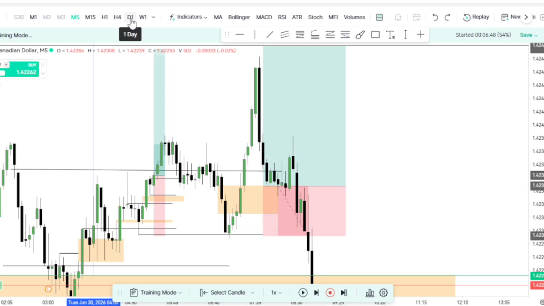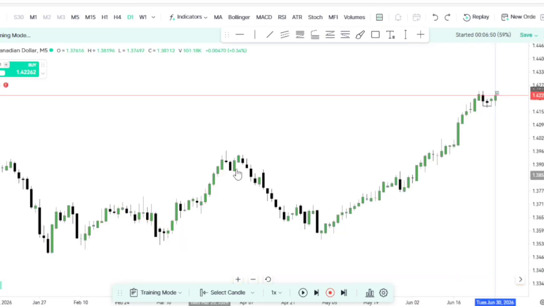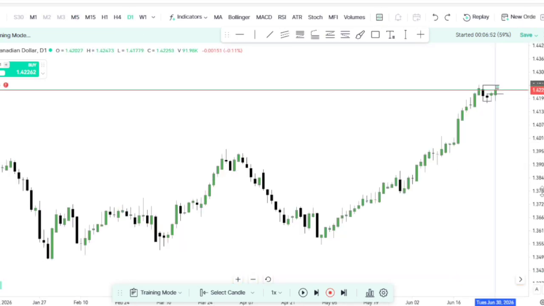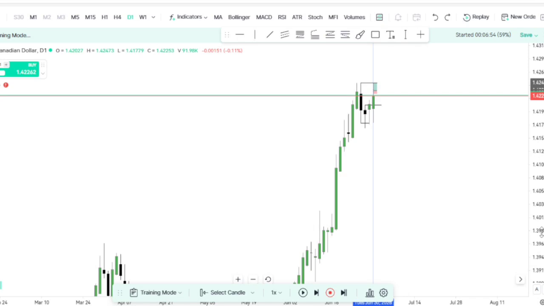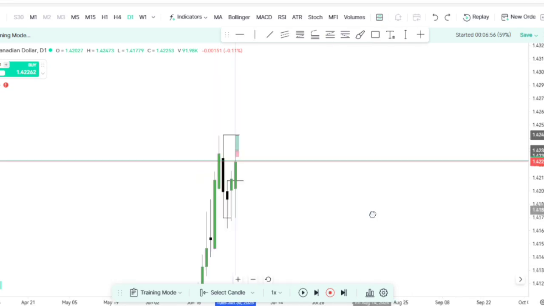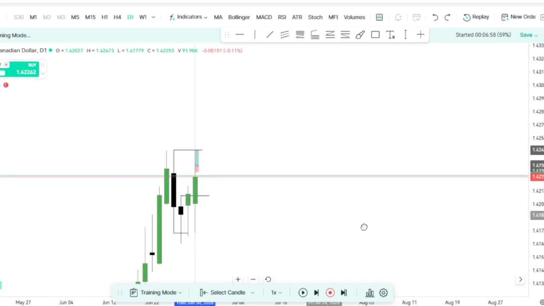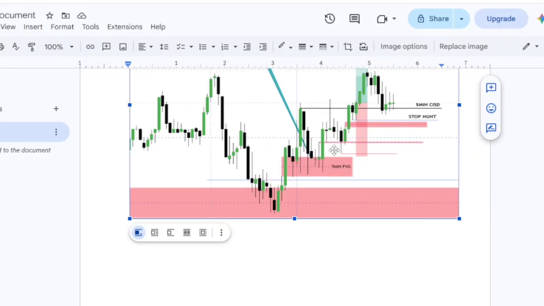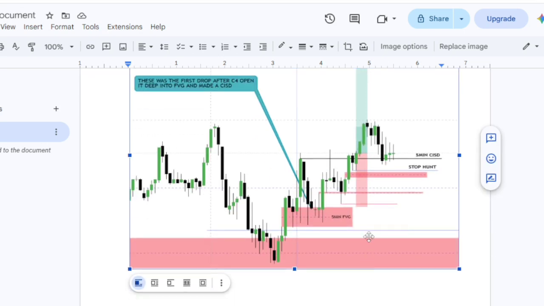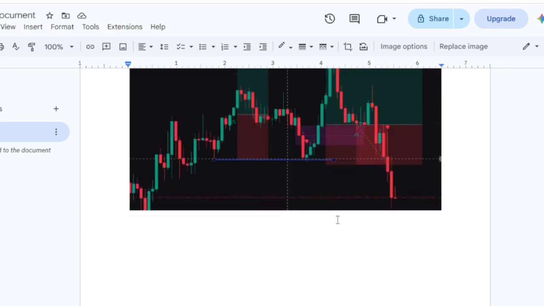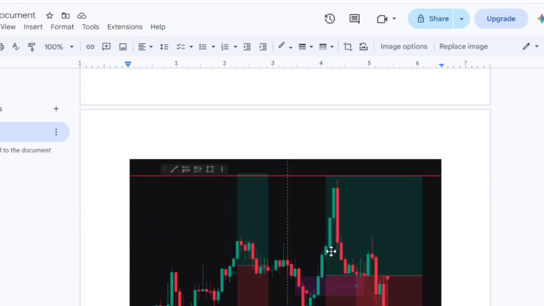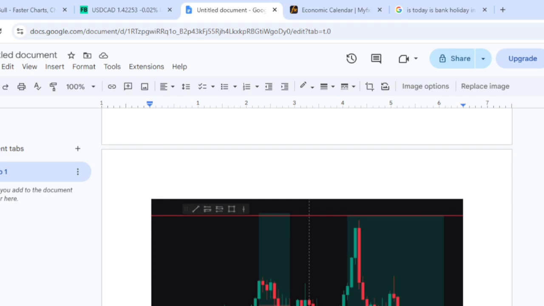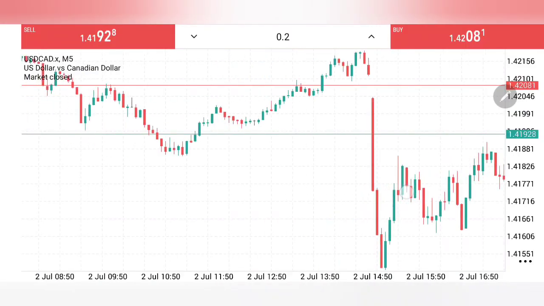If you go to the daily time frame, you can see that this was it. This was the daily time frame. This was the high I wanted price to get. This was the high of this candle, and this is my journaling. This is the first entry I took, and this is the second entry. You can see both of them were in loss, and again this is okay.